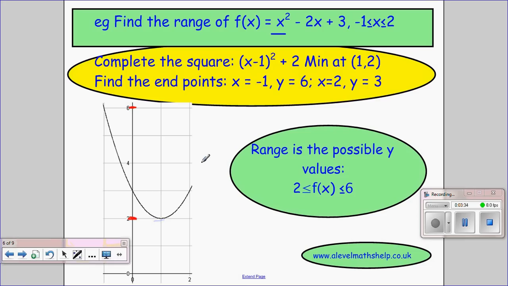We can either complete the square, which we've got here, or we can differentiate and set to 0, because that gives us a stationary point, and then we can find the x value at the stationary point. Okay, so let's remember how to complete the square.